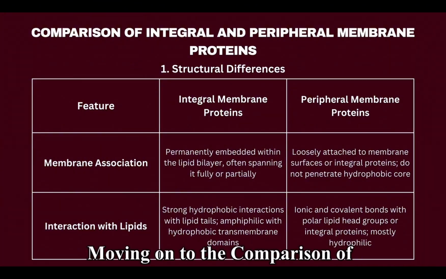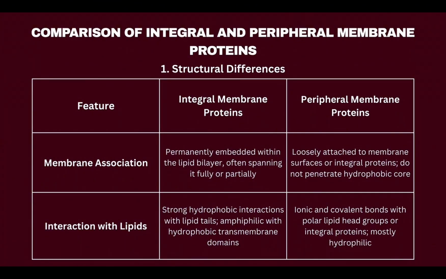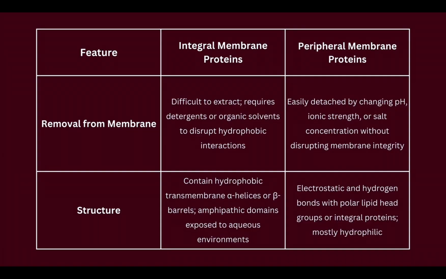Moving on to the comparison of integral and peripheral membrane proteins, first let's tackle their structural differences. For the differences of their association, integral proteins are permanently embedded in the bilayer, and peripheral proteins on the other hand are loosely attached to the surface. Next is their lipid interaction. Integrals use hydrophobic interactions with lipid tails, and peripherals rely on electrostatic bonds with head groups or proteins. For their removal, integrals need detergents, while peripherals can be removed with pH or salt changes.